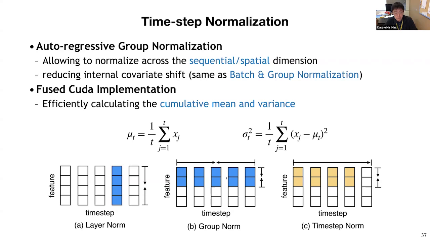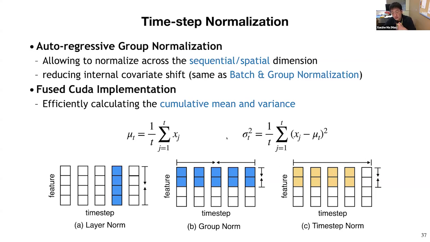But in our model, we still want to keep the motivation of reducing the internal covariate shift across the time step dimension. So we just extend the group normalization to the autoregressive case, just like this one. That is, at each time step, we compute the mean and variance across all the previous tokens.